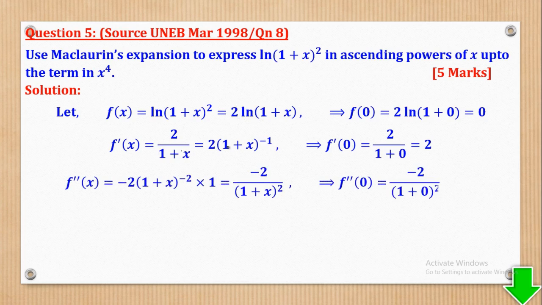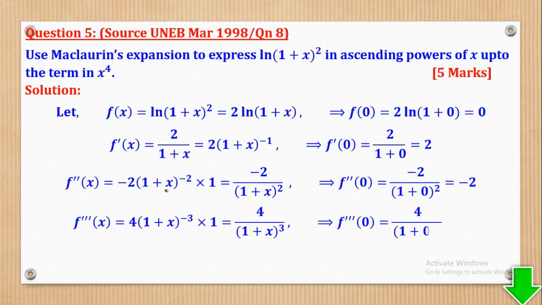Then differentiate this, bring down the power, you come with negative 2. Reduce the power by 1, which is that. Derivative of the inner bracket, which is that. So substitute x equal to 0, you come up with negative 2. Then you bring down the power, negative 2 times negative 2 is positive 4, which is there. Reduce the power by 1, which is that. Differentiate the inner bracket, which is that. So substitute x equal to 0, you come up with 4.